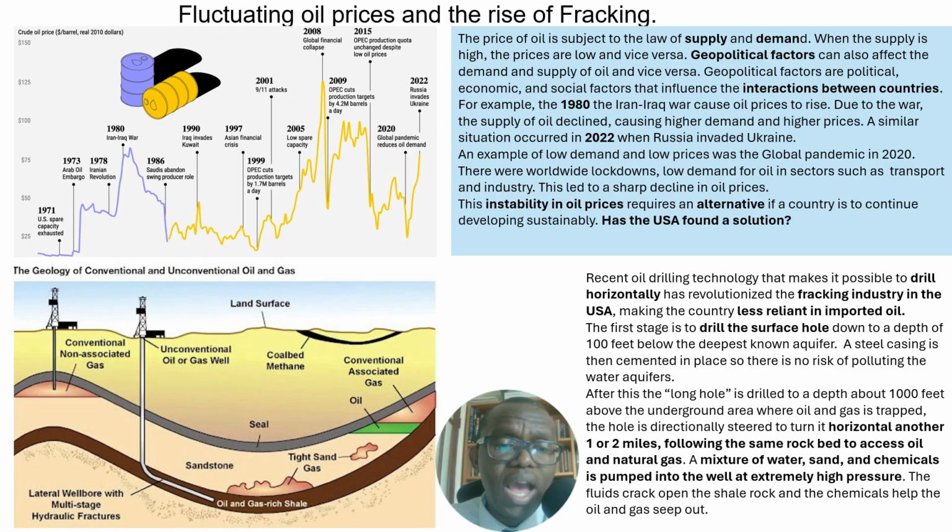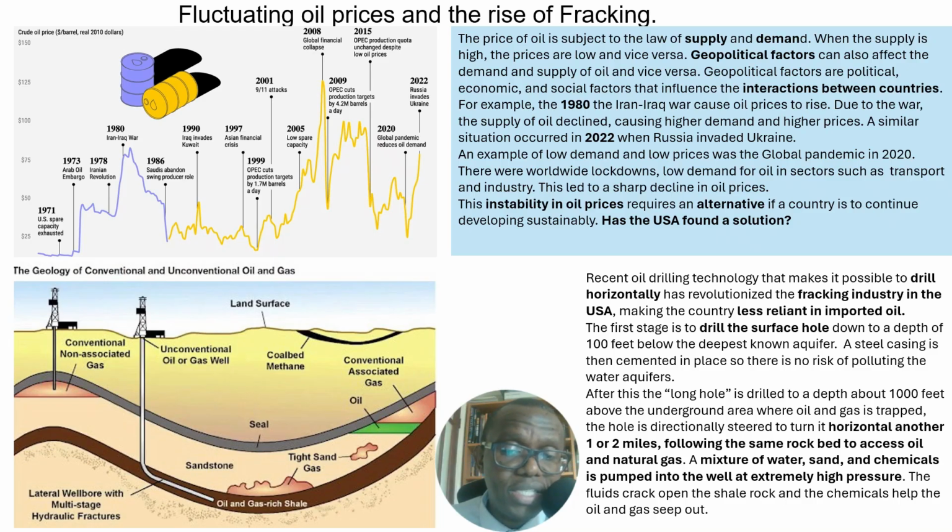Okay, so has the USA, for example, then found a solution to these fluctuating oil prices? So recent oil drilling technology that makes it possible to drill horizontally rather than vertically has revolutionized the fracking industry in the USA, making the country less reliant on imported oil. So the USA now is able to do fracking, and as a result they are getting oil from within their borders rather than having to rely on oil from outside the country.